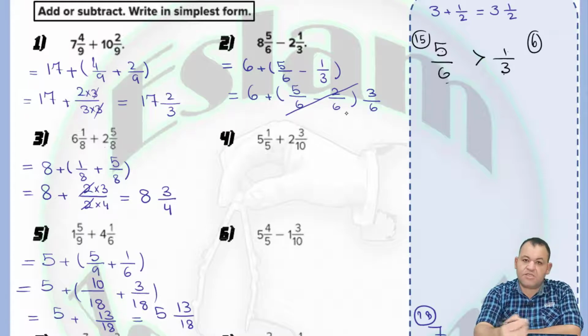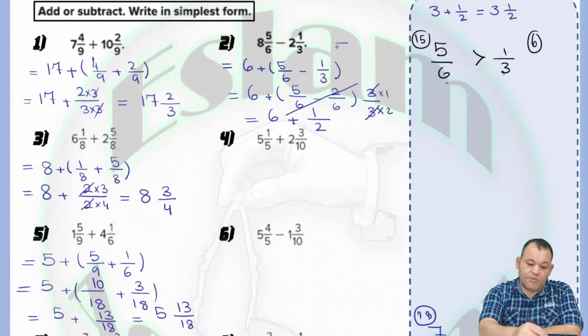But 3 over 6 is not the simplest form. So we have here 3 divided by 3 equals 1 and 6 divided by 3 equals 2. Again, how can we simplify it? We know that 3 is equal to 3 multiplied by 1 and 6 is equal to 3 multiplied by 2. We can cancel out 3 and 3. So we still have 1 over 2. So 6 plus 1 over 2. That means the answer now will be equal to 6 and 1 over 2.